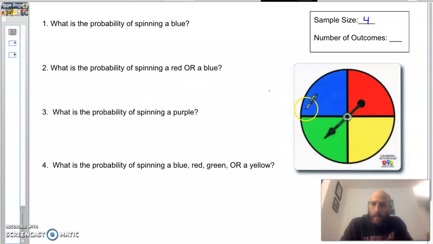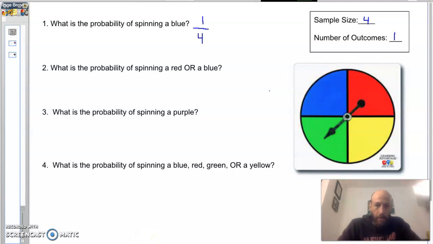So if I look at my spinner, I see that I have 1 blue section. So for this problem, the number of outcomes is 1. So the probability is always the number of outcomes that you're looking for, over how many total possible outcomes there are. So the probability of spinning a blue is 1 section out of 4 total sections.